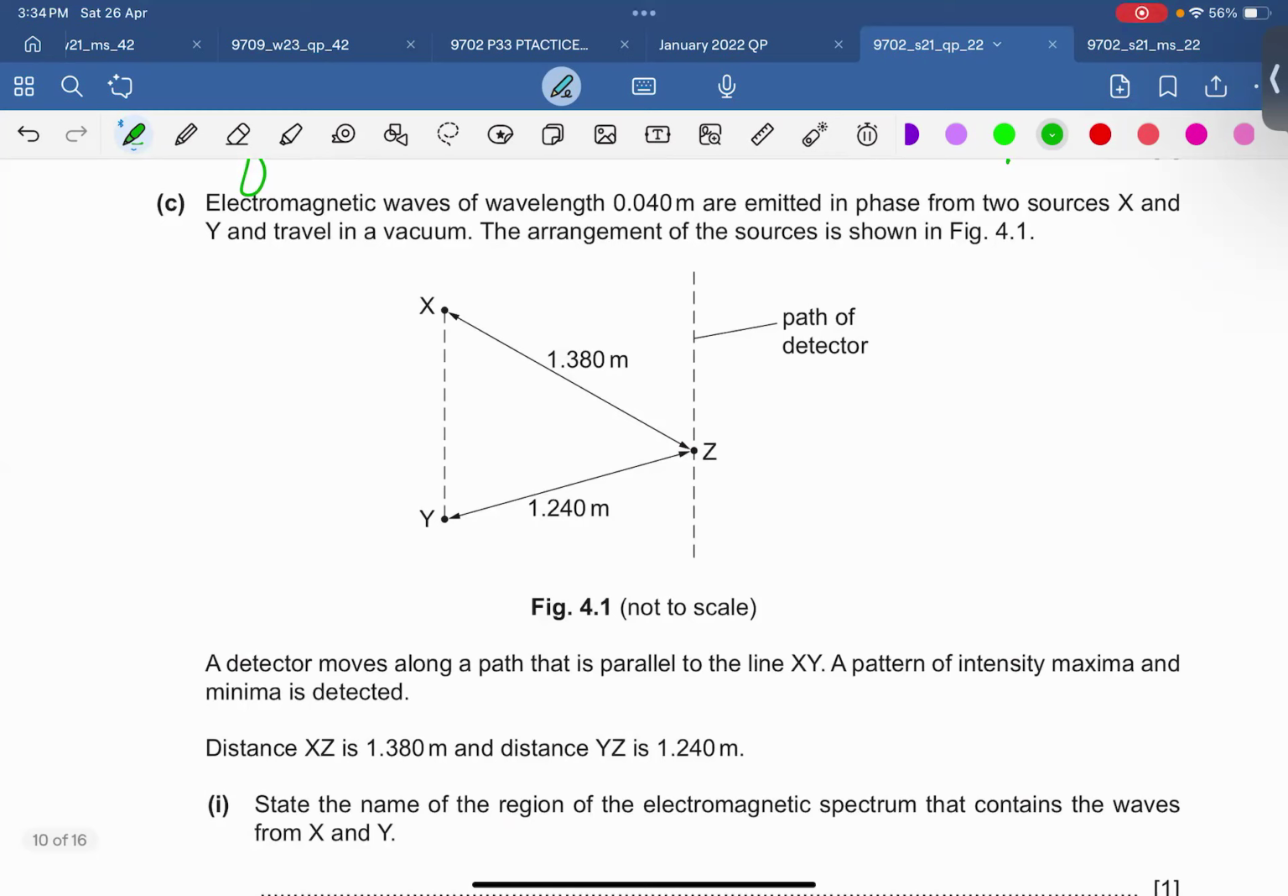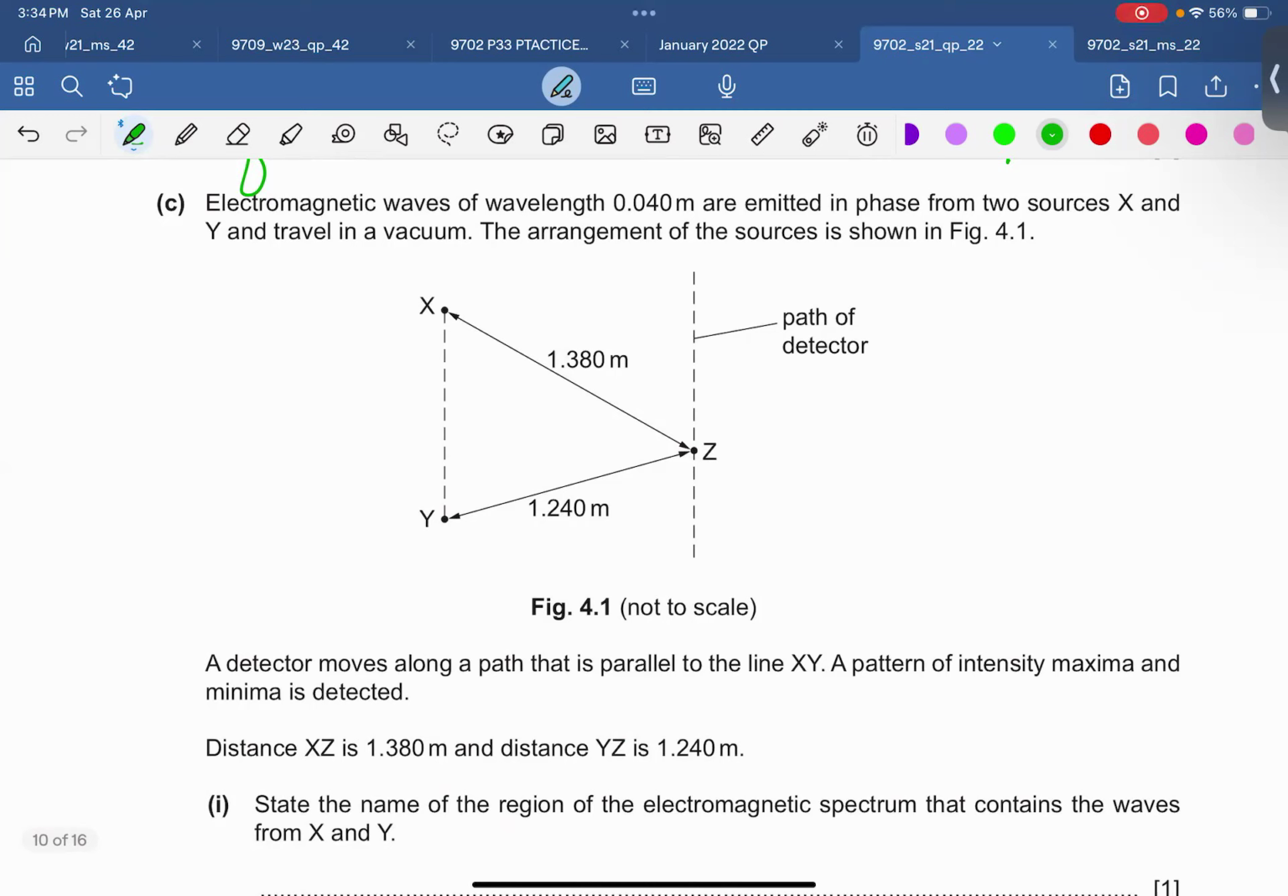Yes Irfan. Electromagnetic waves of wavelength 0.04 meter are emitted in phase from sources X and Y and travel in vacuum. The arrangement of sources is shown in figure 4.1. A detector moves along the path that is parallel to the line XY. A pattern of intensity maxima and minima is detected.